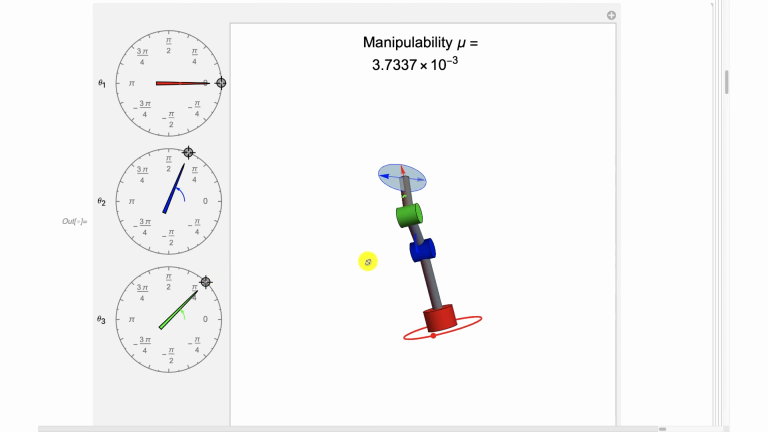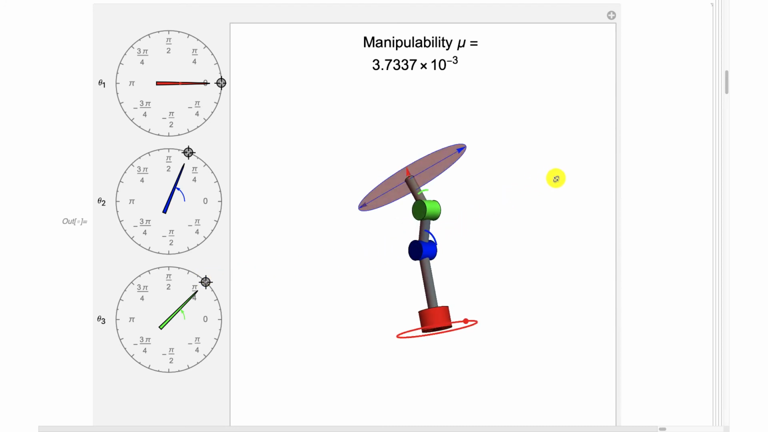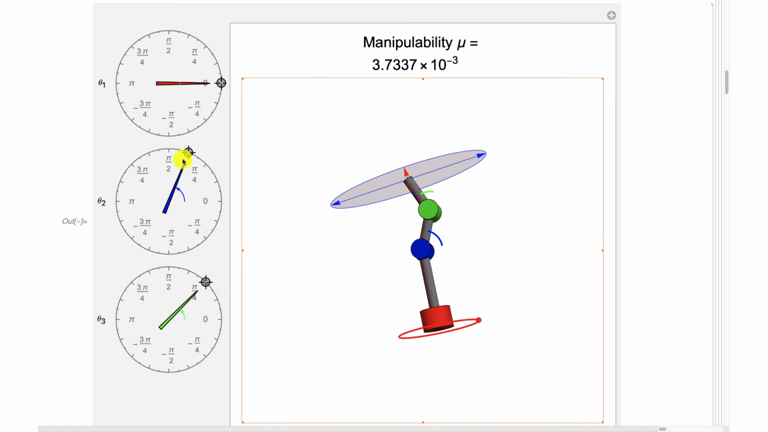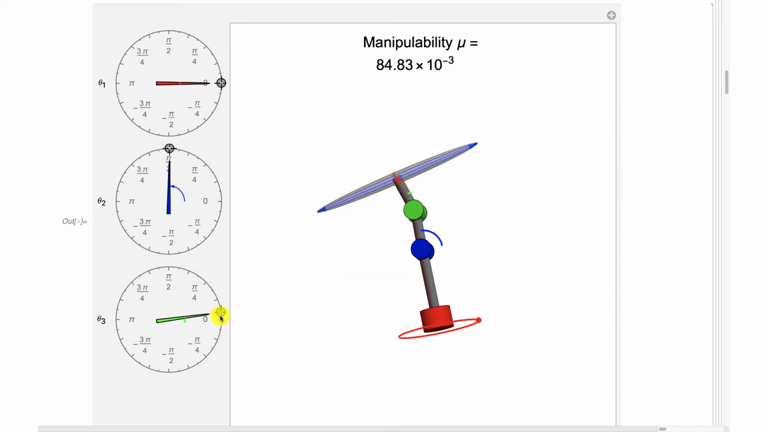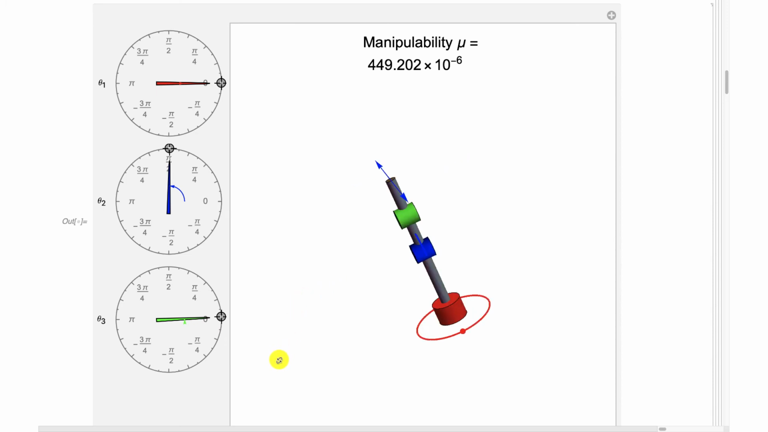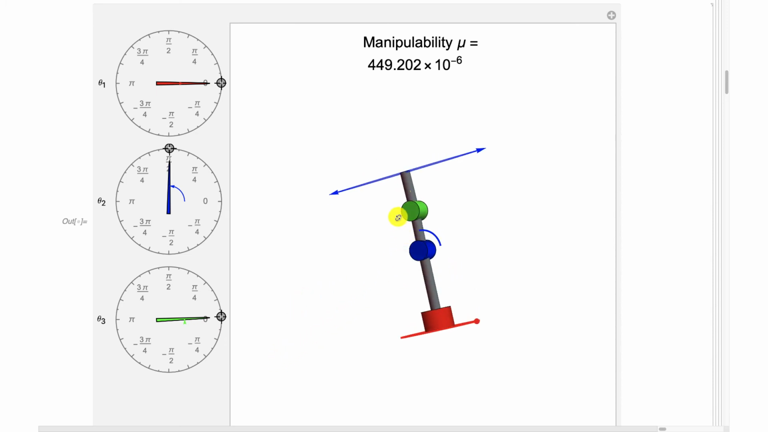Right there. We can do worse than that. If I had this one directly upwards and this one as well, now it goes into a 1-dimensional set. You can see there's no movement at all there. So my manipulability measure goes down to 0. But as soon as we pop that out of there, then we're okay.